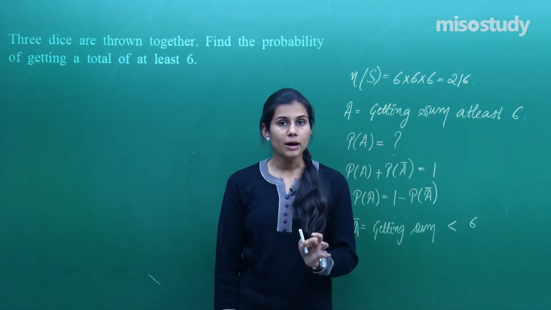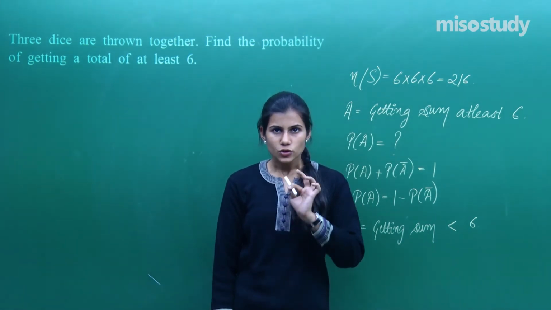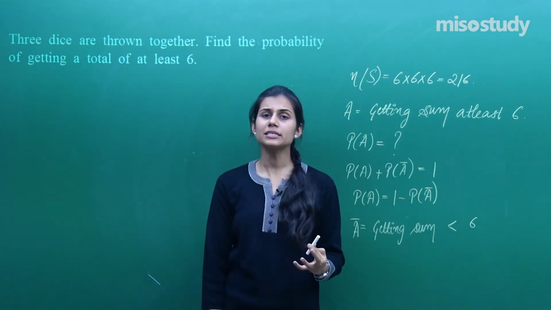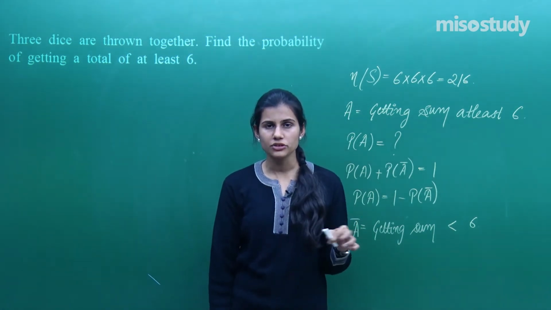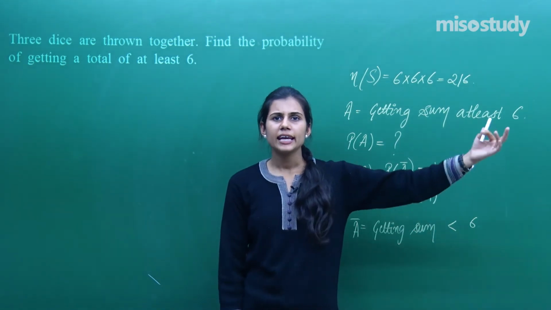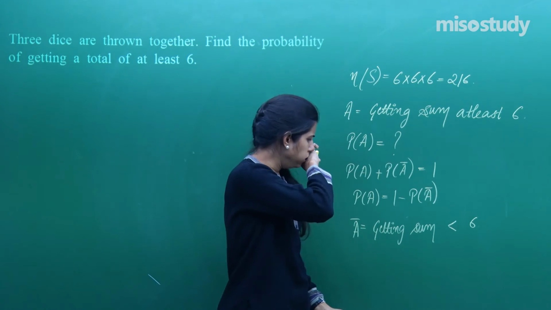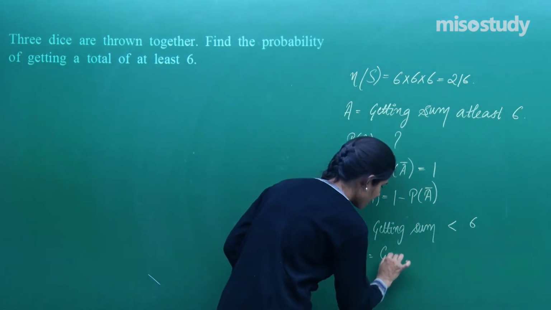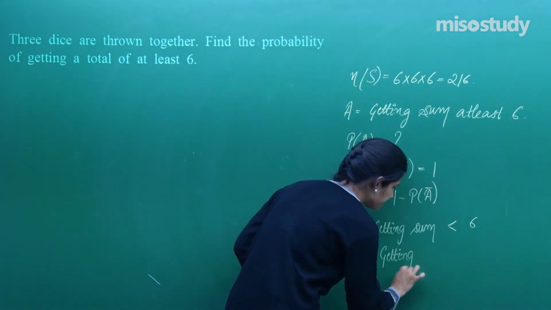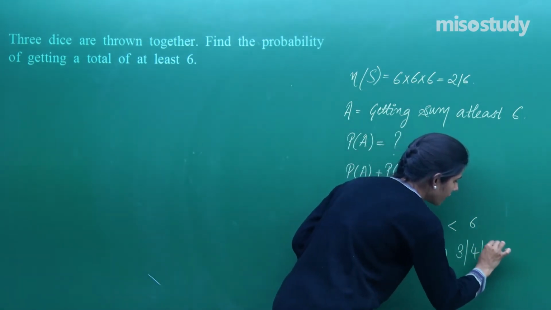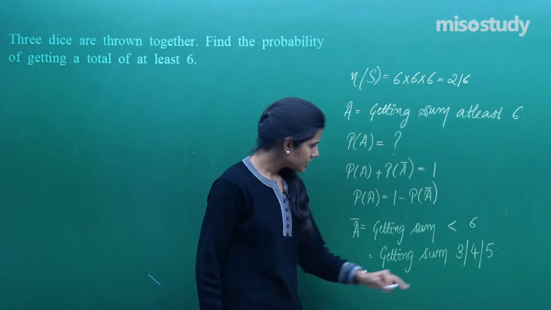1 on the first die, 1 on the second die, 1 on the third die. That would be the minimum outcome you can get, right? In that case the sum is minimum, which is 3. So the minimum sum when you add the outcomes on the 3 dice is 3. After that you can get 4, 5, 6, 7, 8 and so on. So if the sum is less than 6, the sum can be 3 or 4 or 5. That's it. So this is a limitation, right?